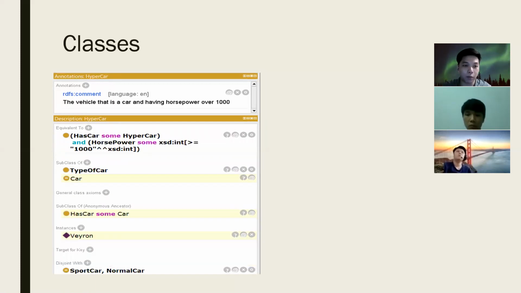The fifth one is the hypercar. The hypercar indicates the car which has over 1,000 horsepower. Hypercar is equivalent to has car some hypercar, which means hypercar is only valid for car, and the horsepower must be more than 1,000, then only is it called a hypercar. For our individuals, there's only one example, which is the Bugatti Veyron.